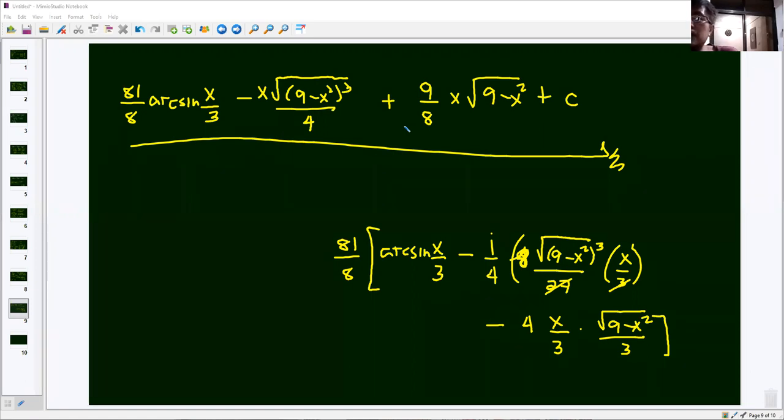Yung sign diyan nung negative 9x, di ba minus dapat tong middle term mo? Yung sign mo na separating the two terms should be a minus the quantity. Kasi doon lang tayo magkakaiba. No, I mean, yung sagot mo na nakakombine yung dalawang term, your operation is a plus. 81/8 arc sin x thirds were the same, obviously. Pero after that, you're a plus. Di ba dapat should be a minus? Kasi doon lang tayo mag-iiba.